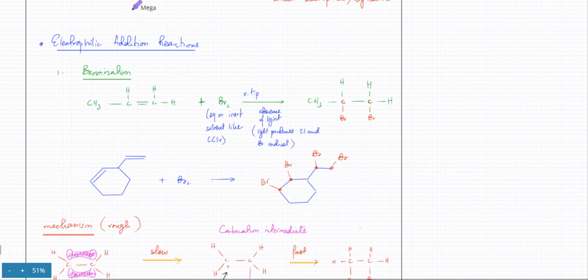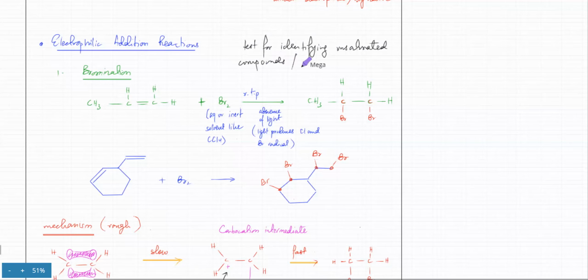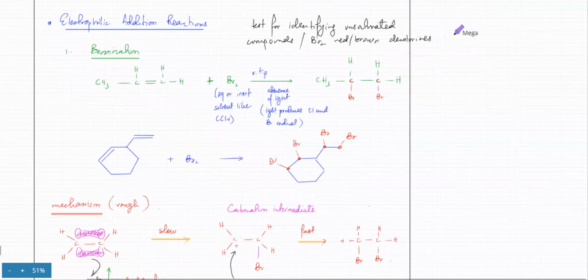So it's used as a test for identifying unsaturated compounds, basically alkenes. And in the reaction, Br2 would get decolorized. The red brown bromine gets used up, and if it gets used up, there is no red brown bromine, so it decolorizes. Anyways, that's a test for identifying unsaturated hydrocarbons, and we talked about it.